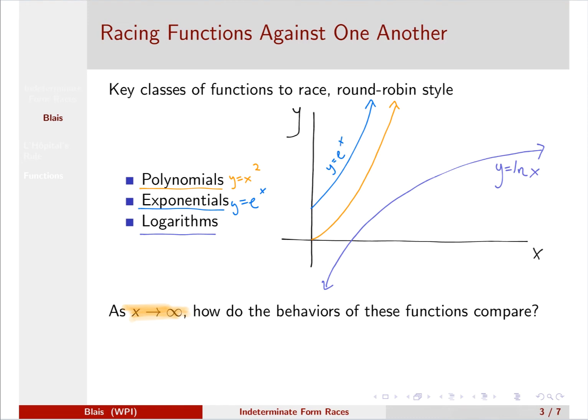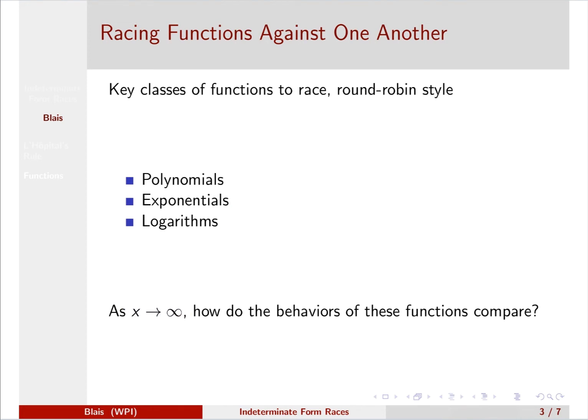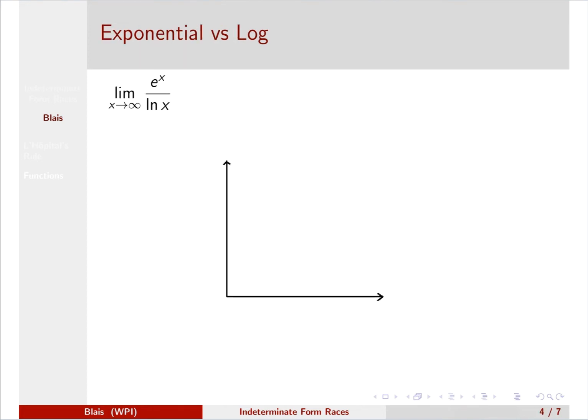And the question becomes, how do these outpace each other? As x is going to infinity, how much faster is the exponential going to infinity than, say, a polynomial or a natural log? So let's take a look at this round robin tournament.